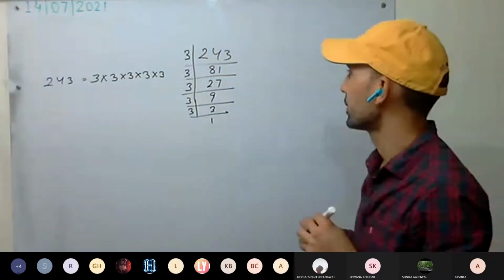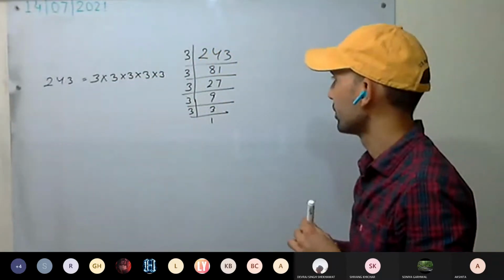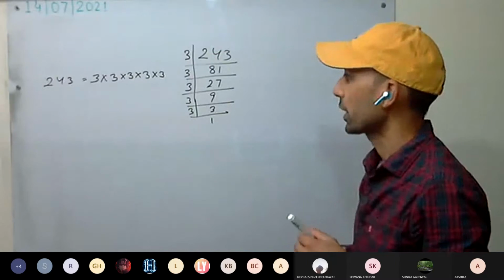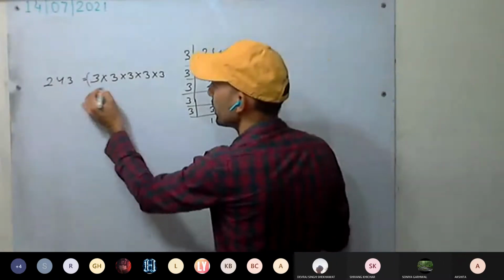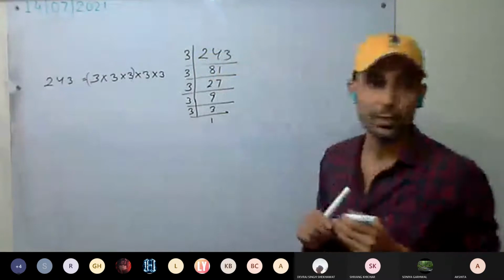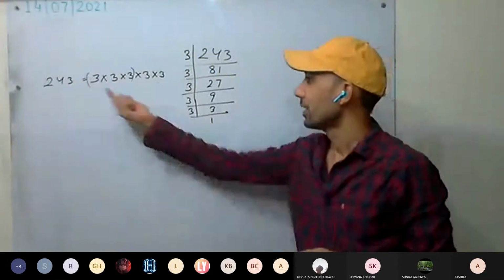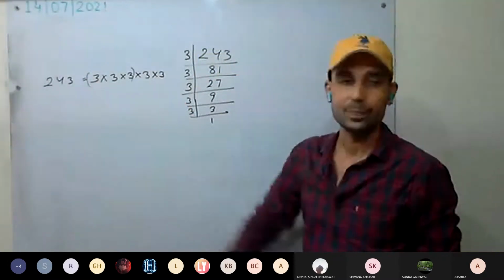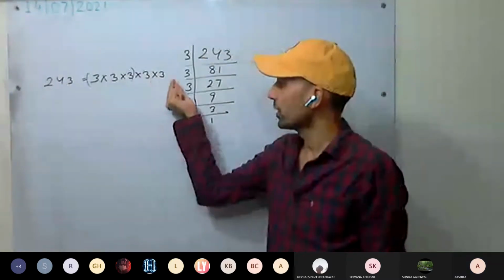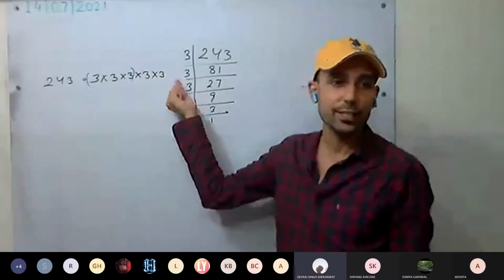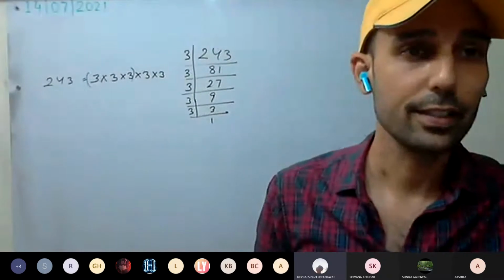Are you getting this? Okay. Now form the triplets. Is it a perfect cube? No. It's not a perfect cube because these three do not exist in triplets, sir.